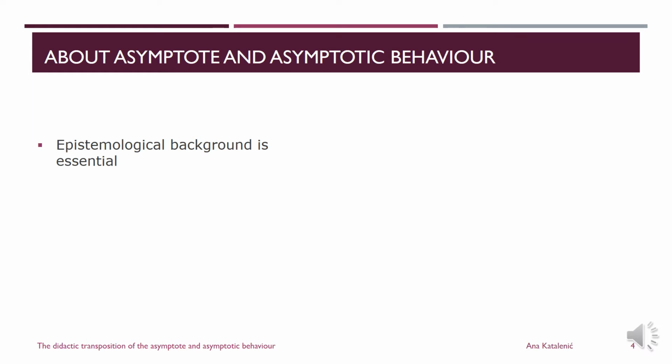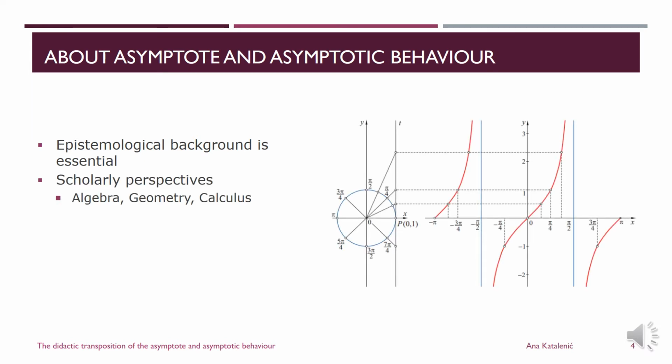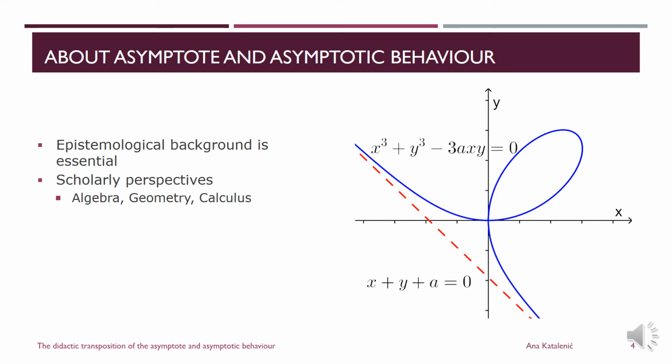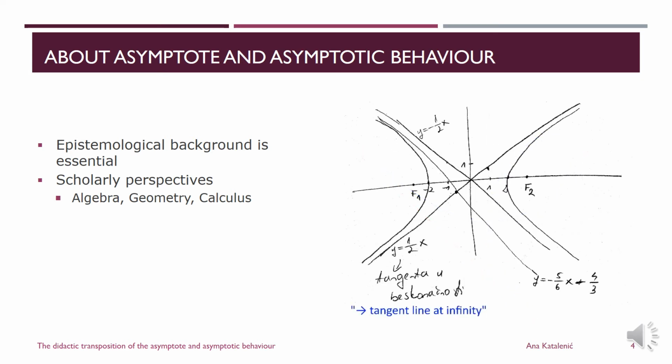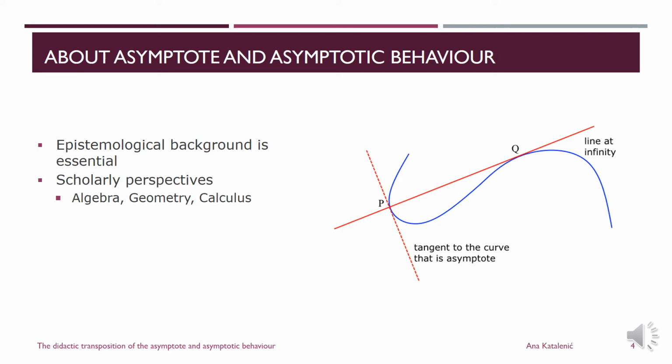In particular, asymptotic behavior is a distinct property of some elementary functions, such as rational, exponential, logarithmic, trigonometric, and some curves, such as hyperbola or the volume of the cut. In projective geometry, asymptote is defined as a tangent line to a curve at a point at infinity.